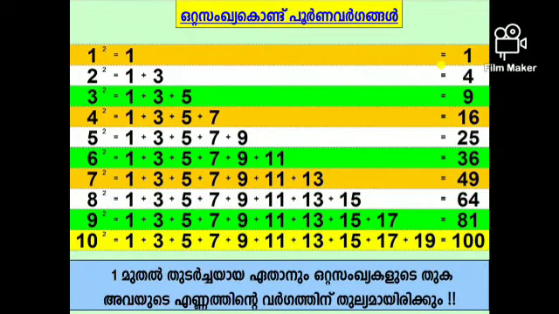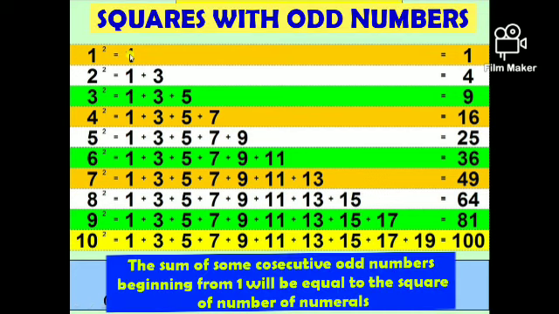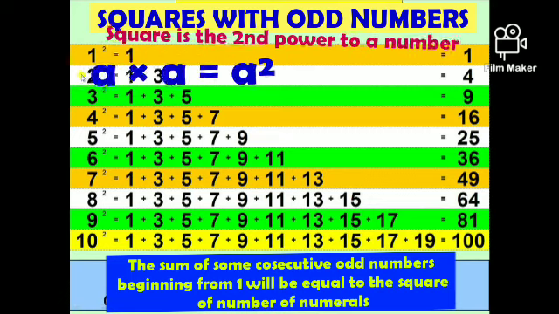Here we can see odd numbers are added. First, 1 square is equal to 1. Then 2 square: the first 2 odd numbers, which are 1 and 3. The sum is 4. Root of 4 is 2.